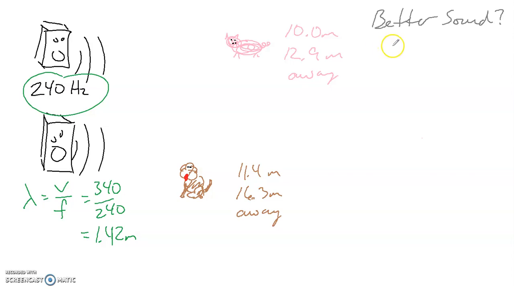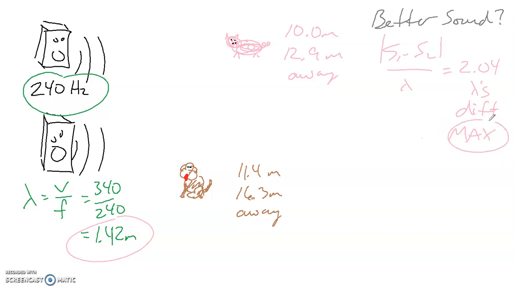So first, I'll start with the pig. If I do S1 minus S2 absolute value divided by lambda for the pig, I've got my 2 distances, 10 meters away and 12.9 meters away. I can subtract those 2 distances and divide by the wavelength I just found in order to find out what kind of value I get. So if I do that, I get a difference of around 2.04 wavelengths. So that's really, really good. That is almost a perfect maximum because one distance is almost exactly 2 wavelengths farther than the other one. So really good synchronization.